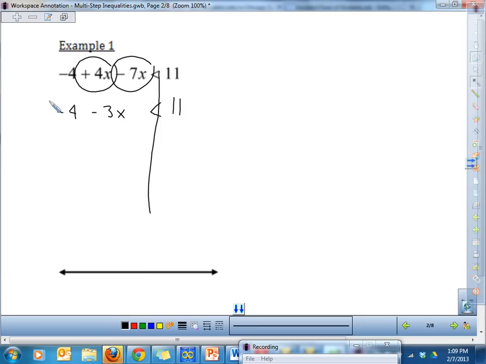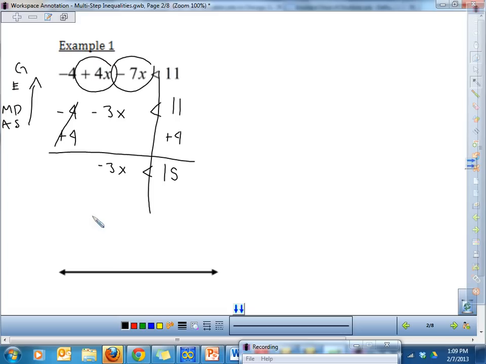Now I'm going to look, is this side simplified? Any distributing or combining? Nope. Is this side simplified? Yes, there's no distributing or combining. So now I'm ready to solve. This is solving any other equation. You want to use reverse GEMDA. So start with addition and subtraction. Do you see any addition or subtraction that you can undo? Yes, I can undo this negative 4. So I'm going to add 4 to both sides. These cancel out. I'm going to bring down a negative 3x is less than 11 plus 4, which is 15.